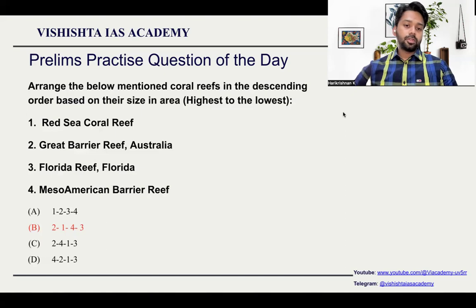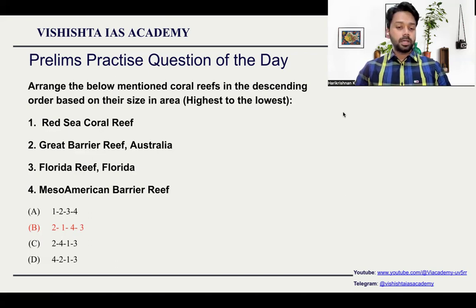Take a look at this question. Arrange the below mentioned coral reefs in the descending order based on their size in area, that is highest to the lowest. So these kind of questions are generally difficult, but there will be certain clues. For example, everyone knows that Great Barrier Reef of Australia is the biggest coral reef in the world, biggest living coral reef in the world.